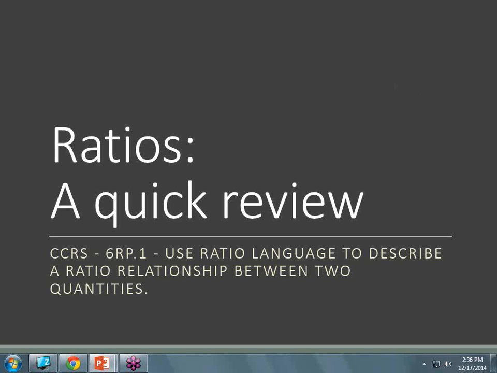I'm going to talk a little bit about ratios. This is something that we've worked with quite a bit, even back on the 2002 based GED test. So just a quick review. But we're going to highlight in this one the CCRS standard of 6RP1, which basically talks about using ratio language to describe a relationship. So when we think of ratio, we want to think of what are these things.